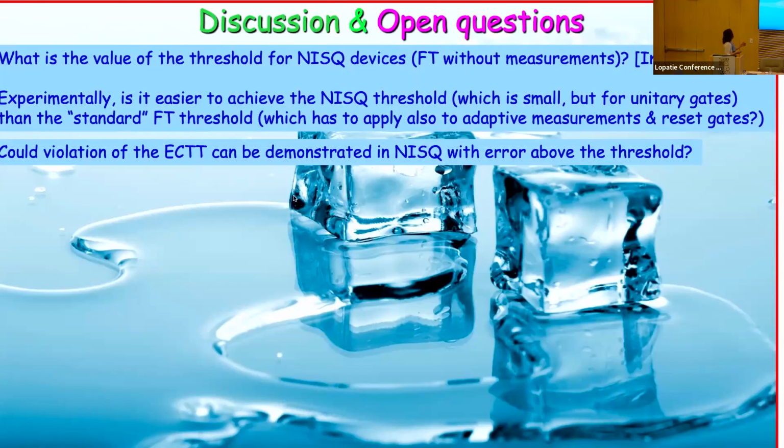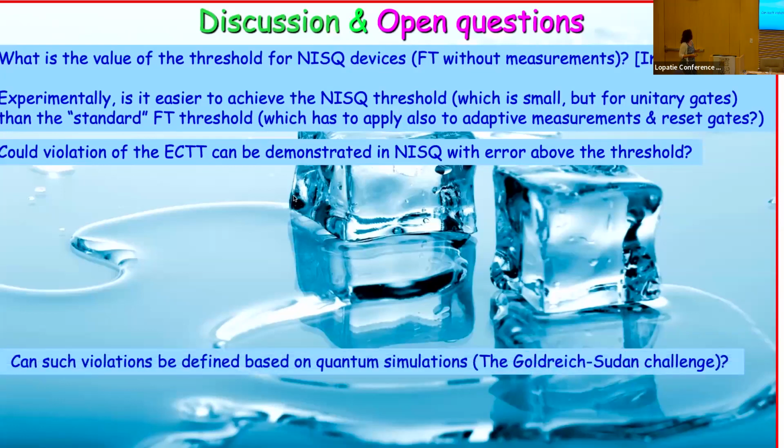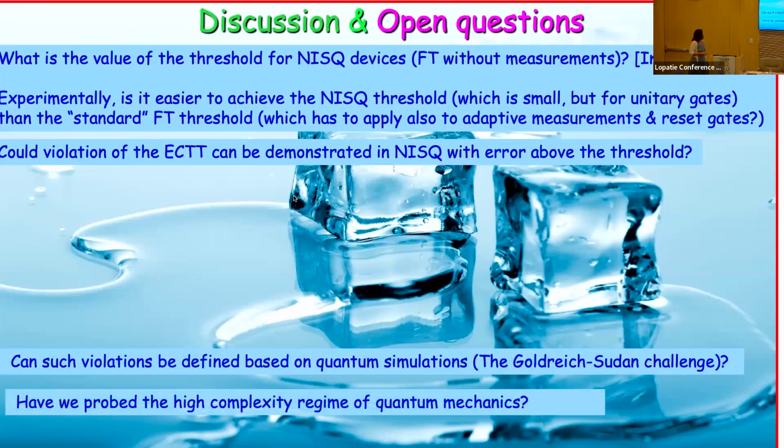Another question, which I think is very important: could violation of the extended Church-Turing thesis be demonstrated in NISQ with error above the threshold, meaning without error correction? I don't know the answer to this. I don't think anybody knows. And maybe such violations can come up from quantum simulations. And really, I want to end with a question, which I want to thank Oded Goldreich and Madhu Sudan for bringing to my mind at least: have we probed the high complexity regime of quantum mechanics? Thanks.